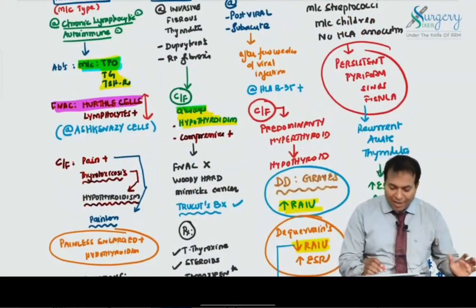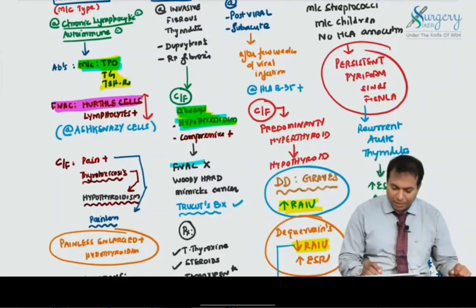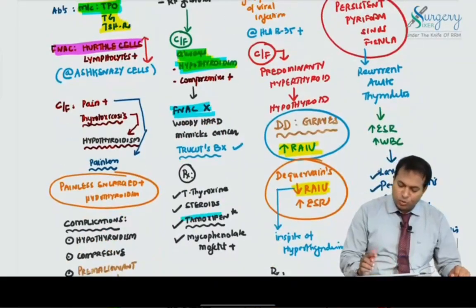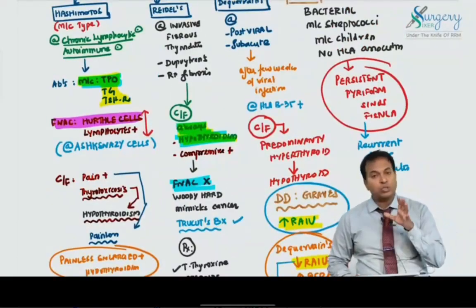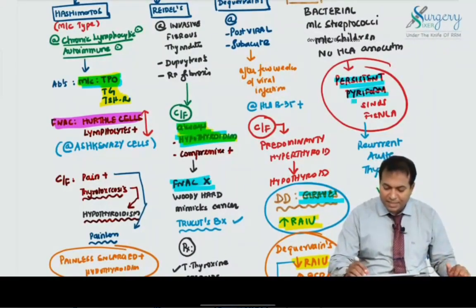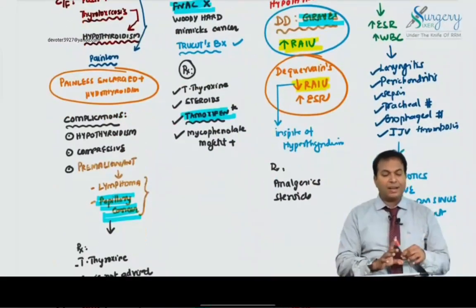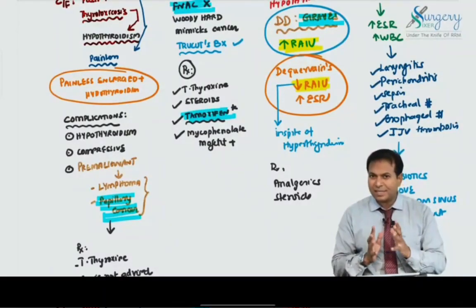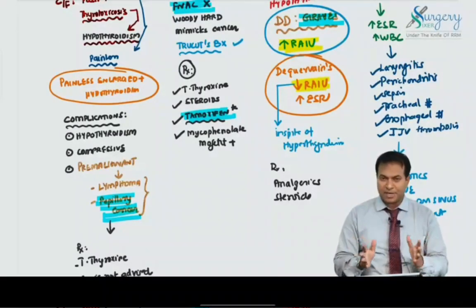Riedel's thyroiditis will always have hypothyroidism, and FNAC is not possible in Riedel's. Tamoxifen is used in Riedel's. The important differential diagnosis for de Quervain's disease is Graves'. What is the cause of recurrent acute bacterial thyroiditis? Persistent pyriform sinus fistula. So all these are essential core MCQ topics from thyroiditis. Though it is not so important for final years, I want PG aspirants and super specialty aspirants to concentrate more on this topic.